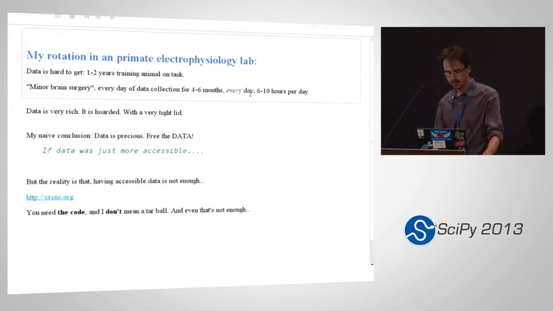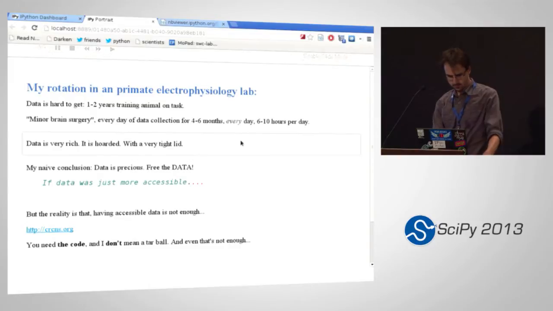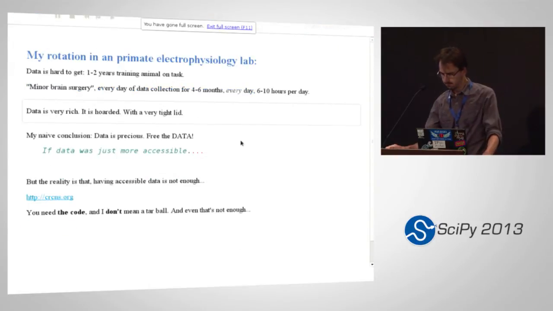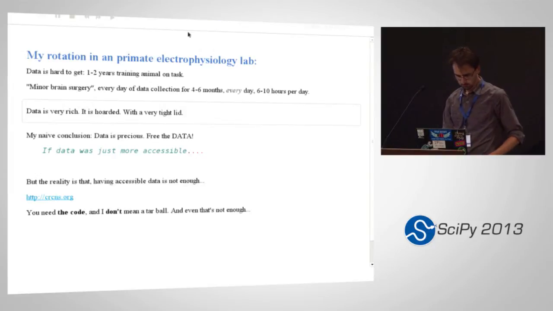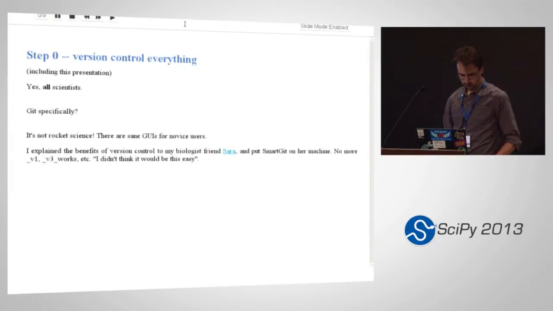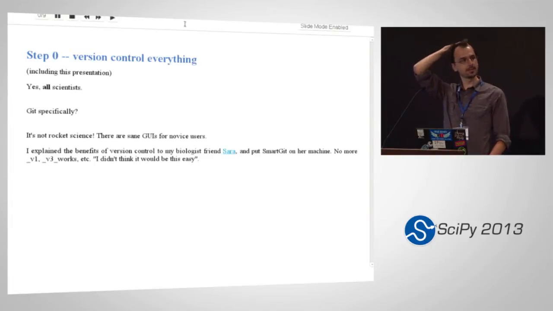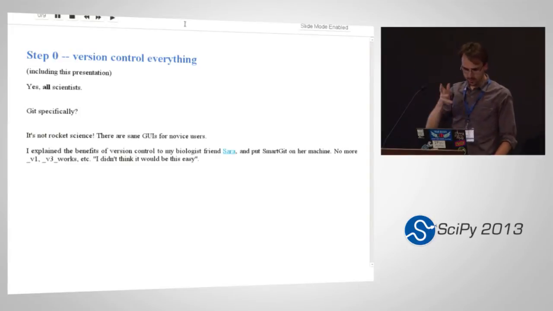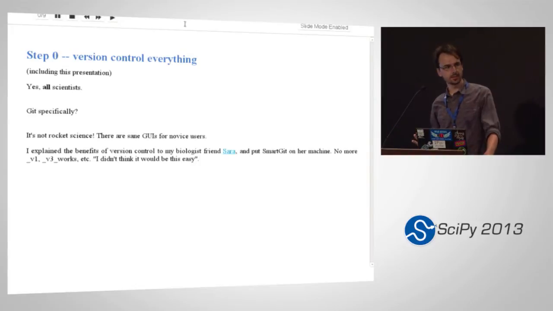You need data, but that's not enough. All right. One thing that you definitely do, and I do mean all scientists, is that you have to version control everything. Whether or not you use Git is sort of up to you.